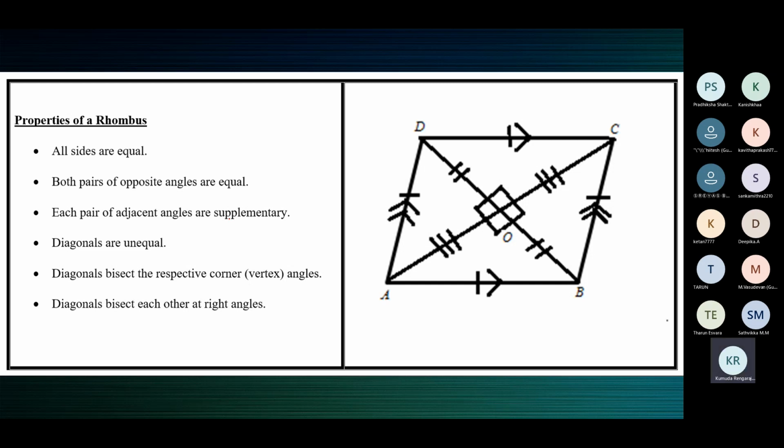All the other properties are here. Both pairs of opposite angles are equal, we know because it's a parallelogram. Then each pair of adjacent angles are supplementary. Diagonals are unequal. In a parallelogram also diagonals are unequal, and in a rhombus also diagonals are unequal. In a rhombus, when the diagonals are equal, it becomes a square.